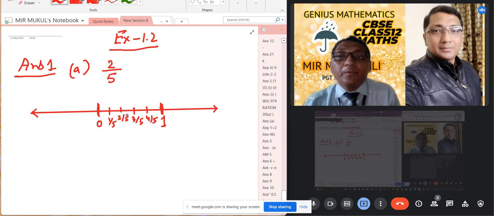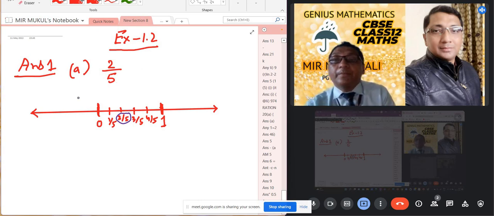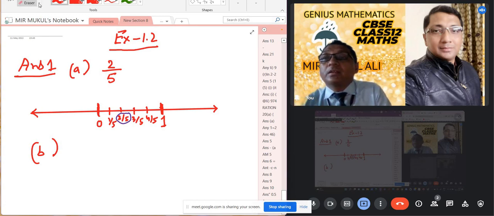So 2 by 5 we have to mark. Taking any other color, I am marking 2 by 5. Round it with the help of a pencil. Then we got 2 by 5. Now next, not B, C, I am doing a negative number. If you do one negative number, then it is better.